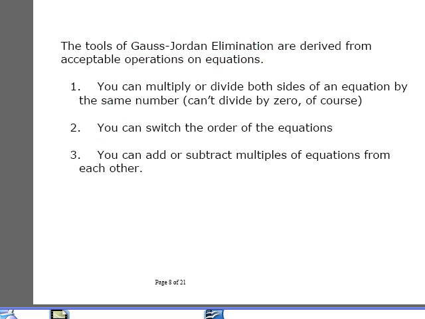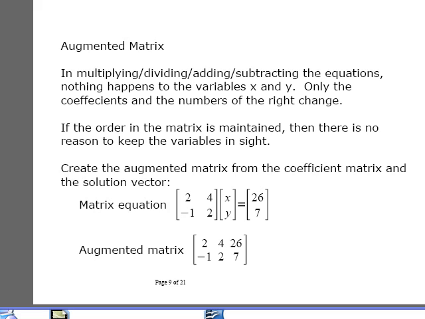Here are the tools of the Gauss-Jordan elimination method, and they're exactly the same as for the algebraic elimination method. You can multiply or divide both sides of an equation by the same number. You can switch the order of equations, and you can add or subtract multiples of the equations together. When doing all of these multiplying, dividing, adding, and subtracting of the equations, nothing happens to the x and y variables. They stay the same. We actually don't need them, and as long as we maintain the column structure in the matrix, we can just eliminate them from the picture.